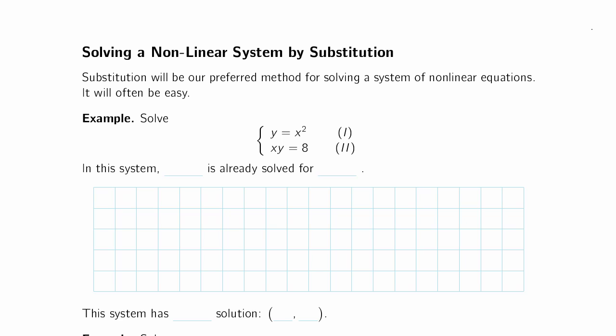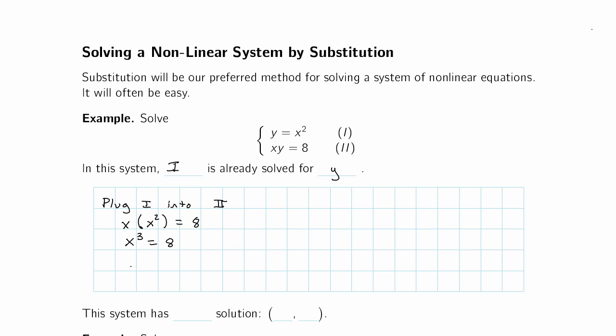In this system, for example, equation 1 is already solved for y. So to use substitution, we'll take equation 2 and plug 1 into it. So we have x times y is equal to x squared, and that's equal to 8. So in other words, x to the third is equal to 8.